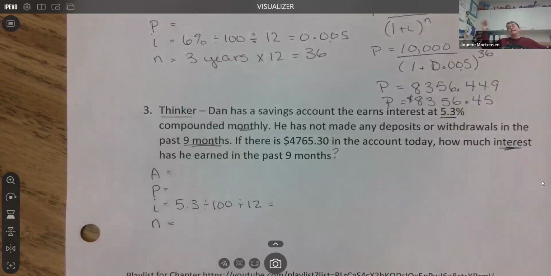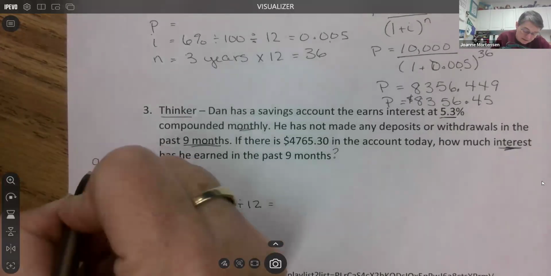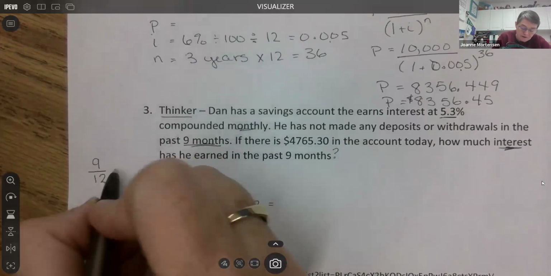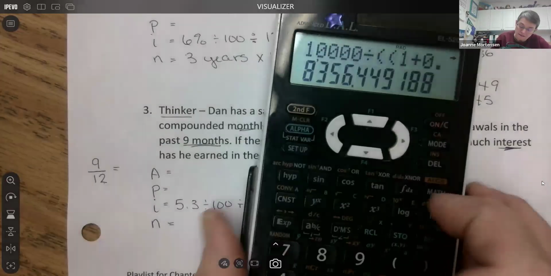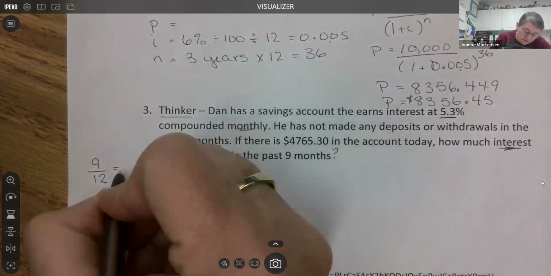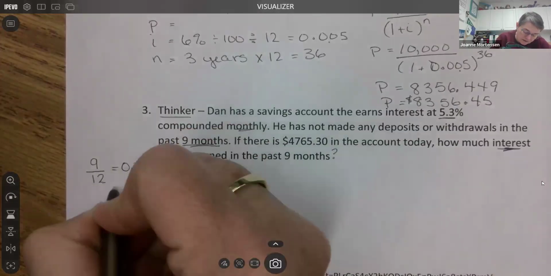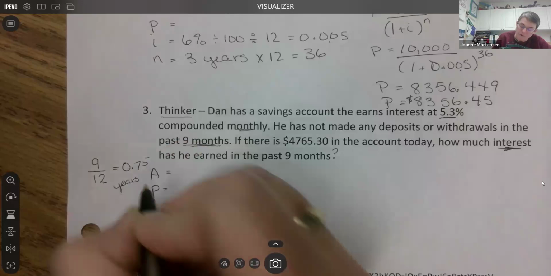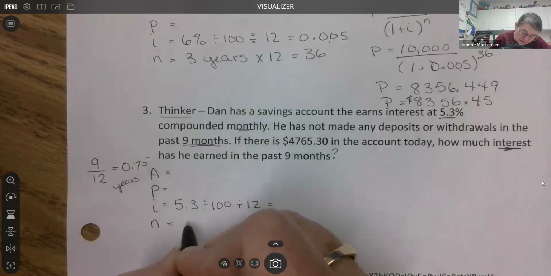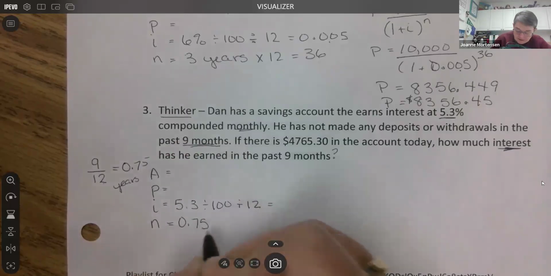Step 1, is it a whole year or less than a whole year? Yes, of course. So let's do this. 9 out of 12. So this is a full year, this is a part year. And if we do that little calculation, 9 divided by 12 should be 0.75. So 0.75 years. That's my first thing. 0.75 years.